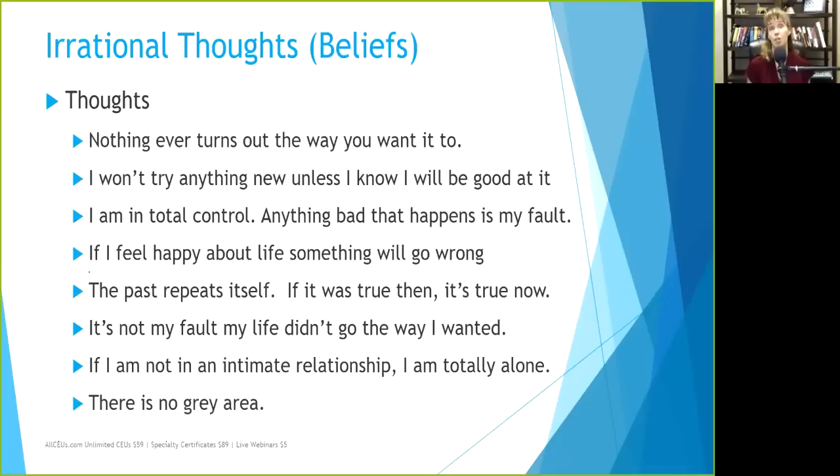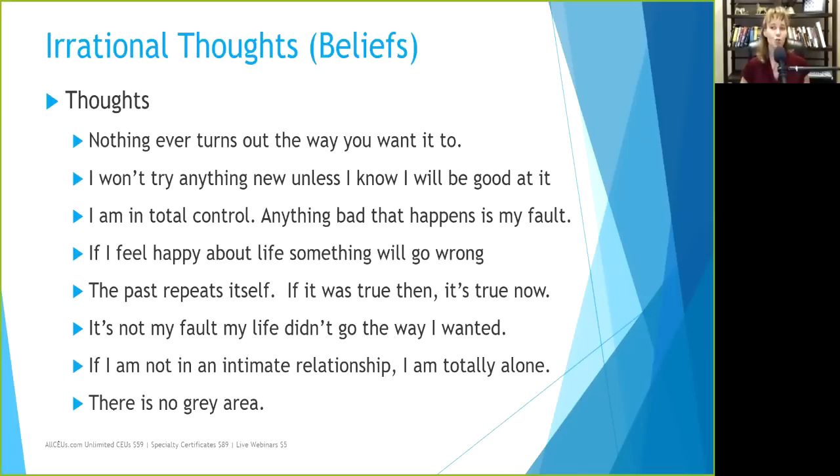Nothing ever turns out the way you want it to. Okay, all or nothing thinking, and probably availability heuristic. If something bad just happened, then they may be focusing on that, which causes them to focus on all the other bad things in the past that have happened, not focus on that as, okay, bad thing happened, but look at all these good things. I won't try anything new unless I will be good at it. This fear of failure, fear of rejection, just really paralyzes a lot of people when they get stuck with that thinking error that they have to be perfect.